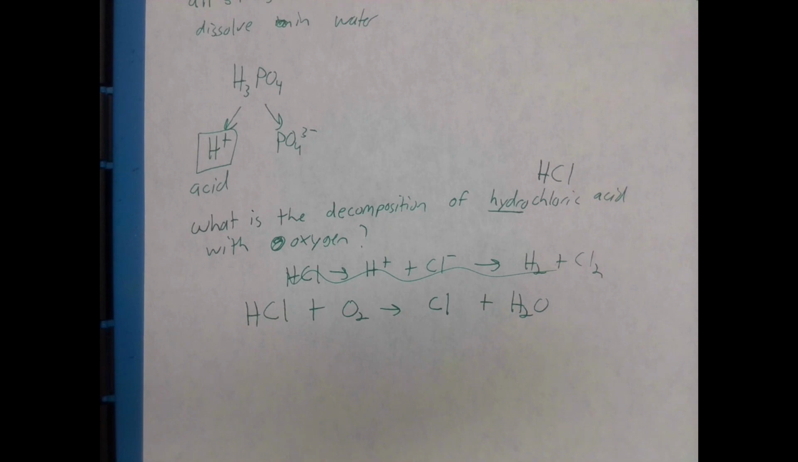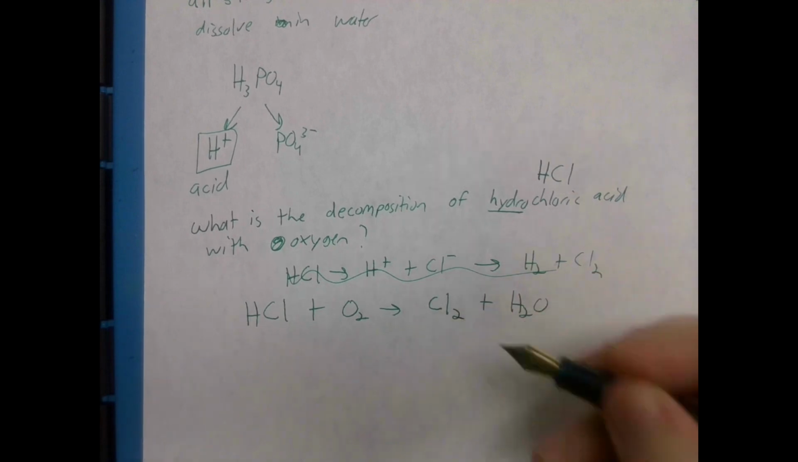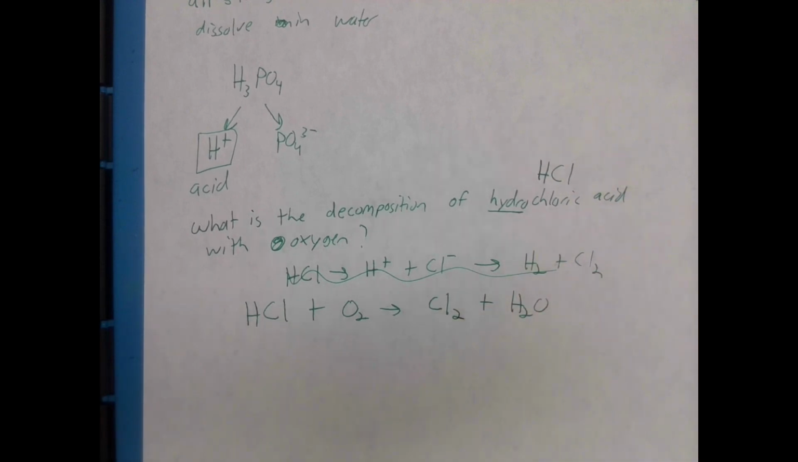The what? What do you add to it? Oh. It's a diatomic molecule. Very important that you know your diatomic molecules. Cl by itself is an ion. Cl does not exist by itself. Oxygen does not exist by itself. It's always O2. Now you should be able to balance it.